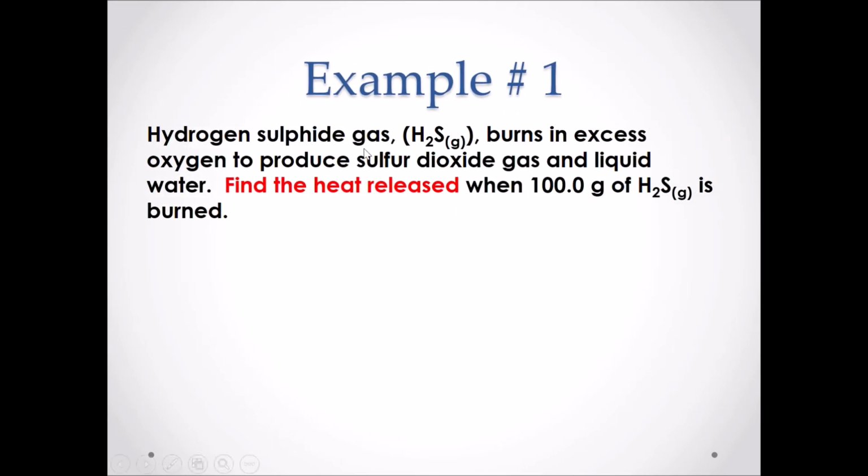Example number 1. Hydrogen sulfide gas burns in excess oxygen to produce sulfur dioxide gas and liquid water. Find the heat released when 100.0 grams of H2S is burned. Pause the video and attempt this example.